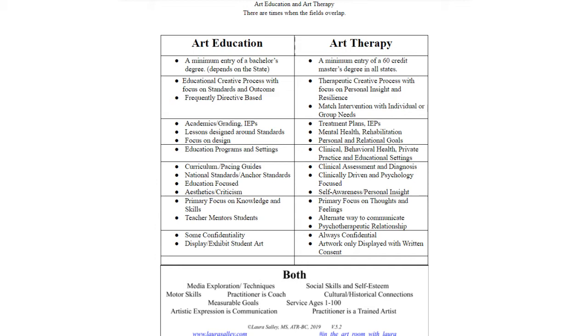And then, as you can see down at the bottom, here are the areas where they overlap. Both art teachers and art therapists are trained as professional artists in a wide variety of art materials. Both serve people of all ages. Both are interested in making cultural and historical connections for people between their art and the art of the past. And we're all interested in improving social skills, improving self-esteem, improving motor skills, and exploring media and different techniques.